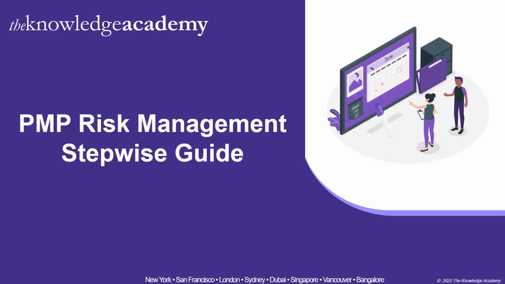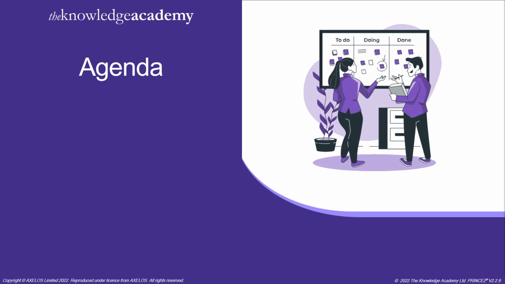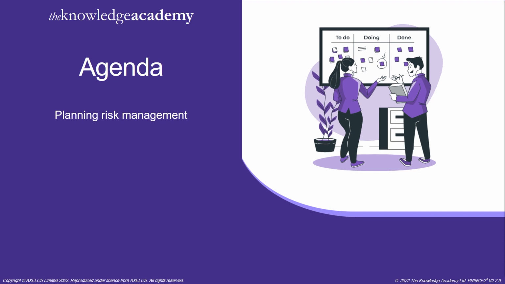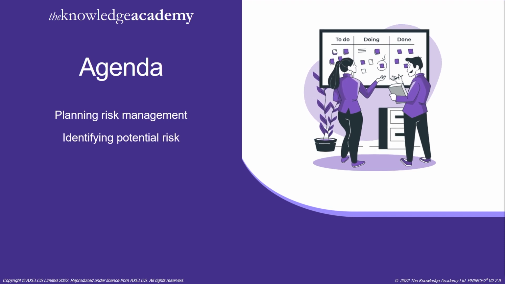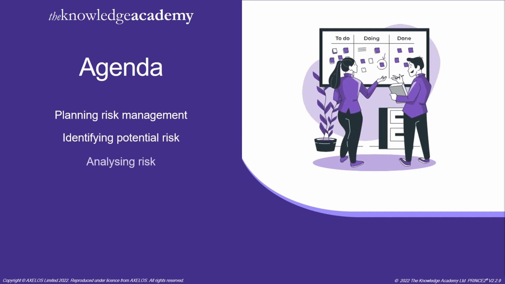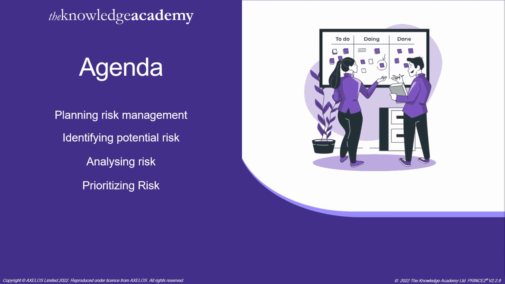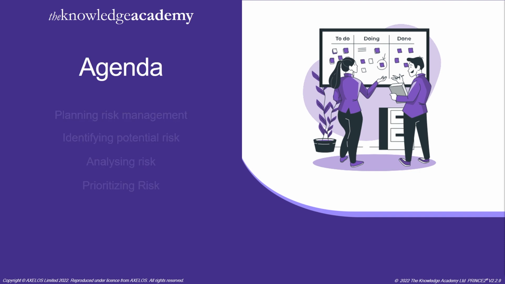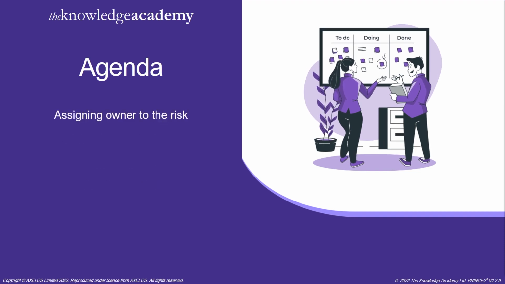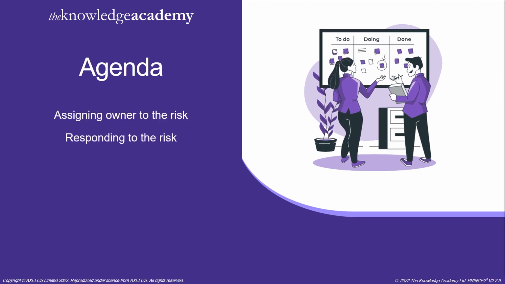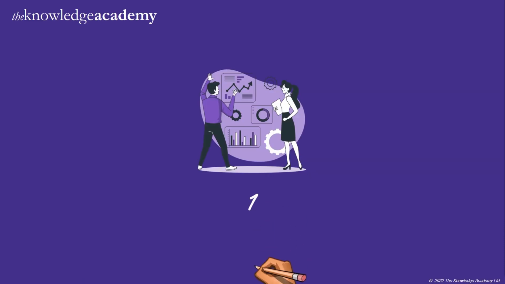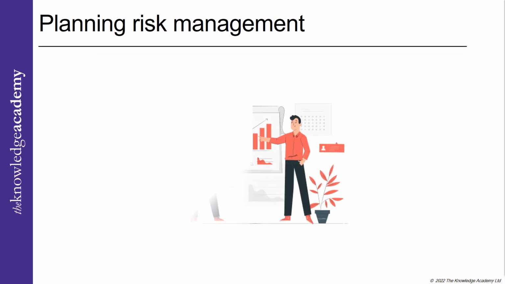So without further ado, let's take a look at the agenda for this video. Initially, we will go through planning risk management, after which we will see identifying potential risk. Then we will go on to see analyzing the risk, after which we will see prioritizing the risk. Then we will see assigning an owner to the risk, then responding to the risk, and finally, monitoring and controlling would be our final topic. So let's move to our first topic, planning risk management.